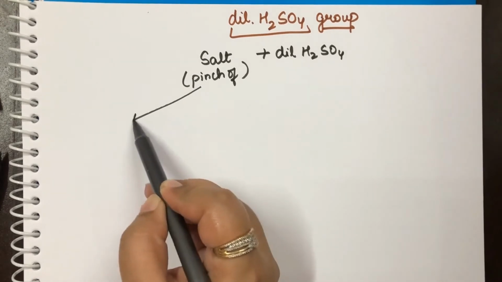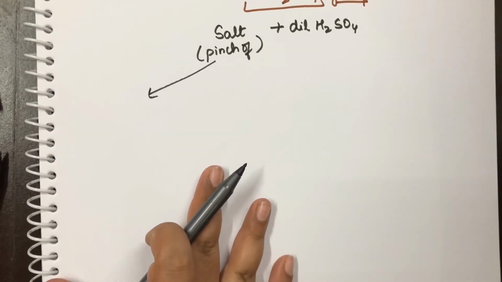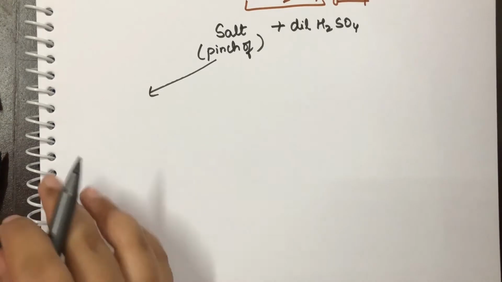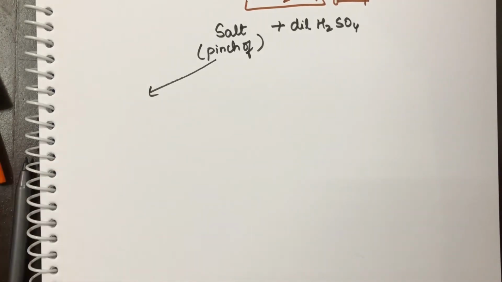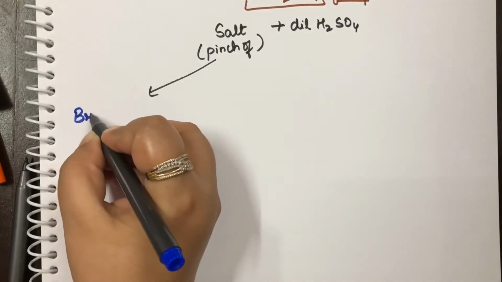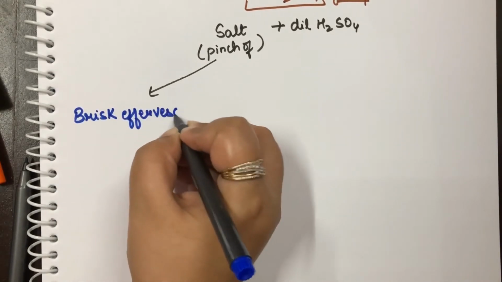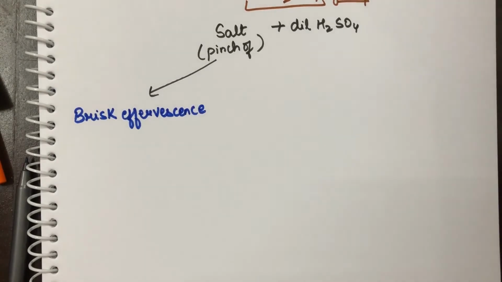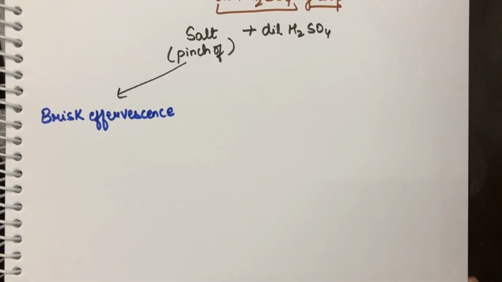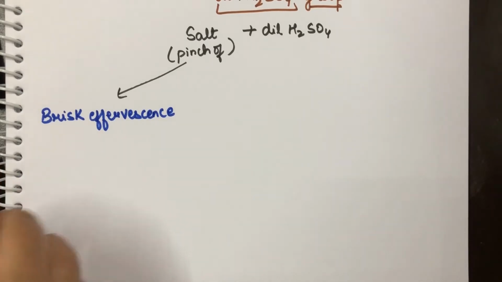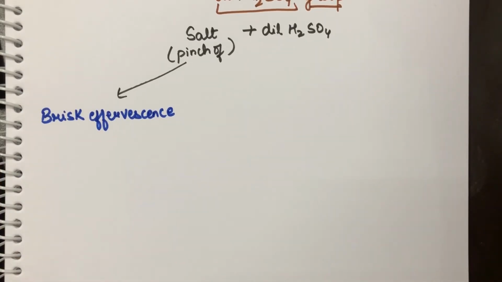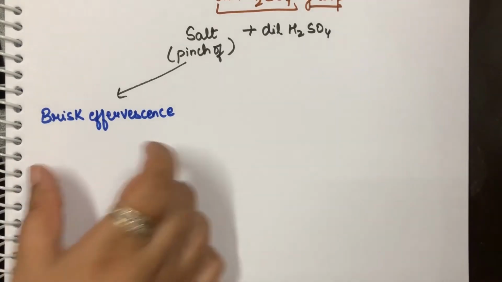So I will first start with the very first observation that you might notice. The very first is going to be your brisk effervescence. Now, what is brisk effervescence? You must have seen ENO at your home, and the moment you add water to ENO, it starts forming bubbles, and those bubbles start rising up till the top of the container, and they even might come out of the container.